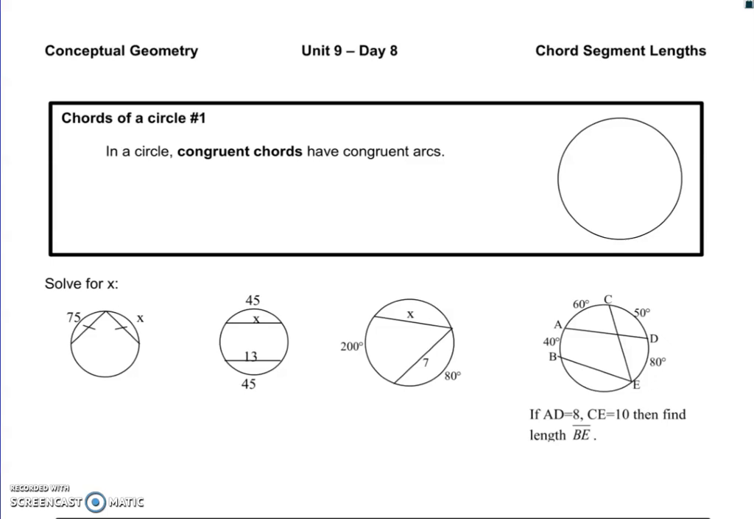All right, Conceptual Geometry, Unit 9, Day 8. First theorem, we're going to have two theorems today. The first one: in a circle, congruent chords have congruent arcs. And this one's pretty straightforward.